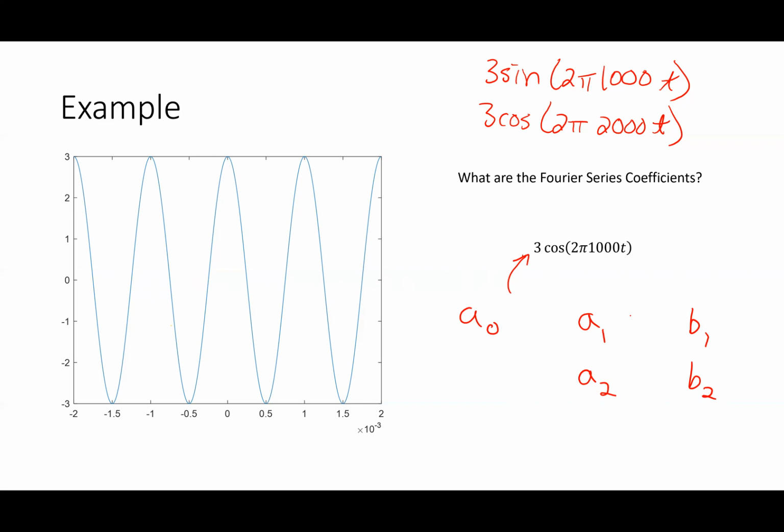What are they? If I gave you 3 cosine 2 pi 1000 t, does that have an A0 value? Does that have a DC? No. Yeah, no DC value for that, right? Does it have a B1 value? No, right? And then similarly, it doesn't have a second harmonic either, but it does have an A1, and that's 3. Now, again, that's easy to do by inspection.